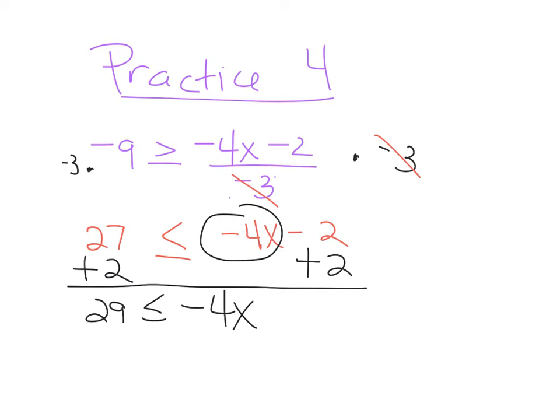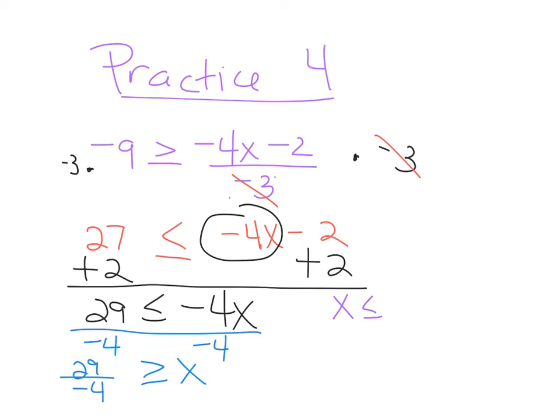All right, next step, I'm going to divide both sides by negative 4. Notice I just divided both sides by a negative, so there's flip number 2. And then 29 over negative 4, that doesn't reduce, so eventually I'm going to put it on my number line and figure out what two whole numbers it falls in between. But before I can even do that, my variable's on the wrong side, so guess what? Here's flip number 3, and I get x is less than or equal to 29 over negative 4.